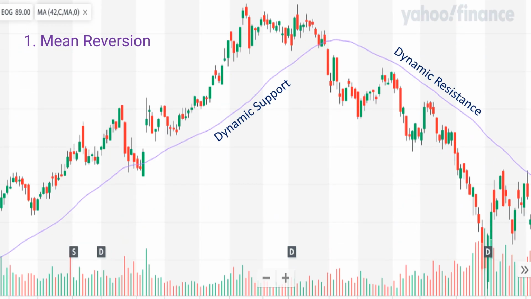This is the price trend of EOG stock on the D1 time frame from Yahoo Finance. I installed a simple moving average with a 42-day period, and the price is going strongly upward above the moving average, and this part of the moving average is considered dynamic support. And here the price is going strongly downward, and this part of the moving average is considered dynamic resistance, and you see the price is below this moving average here.